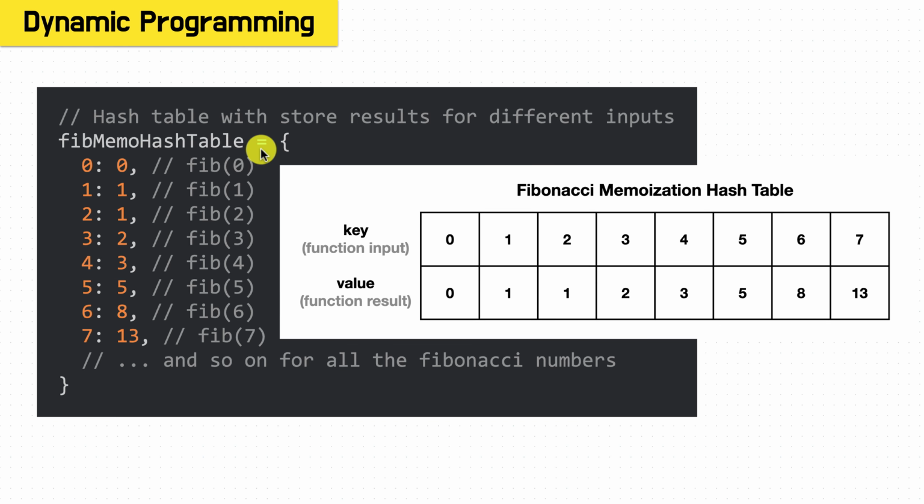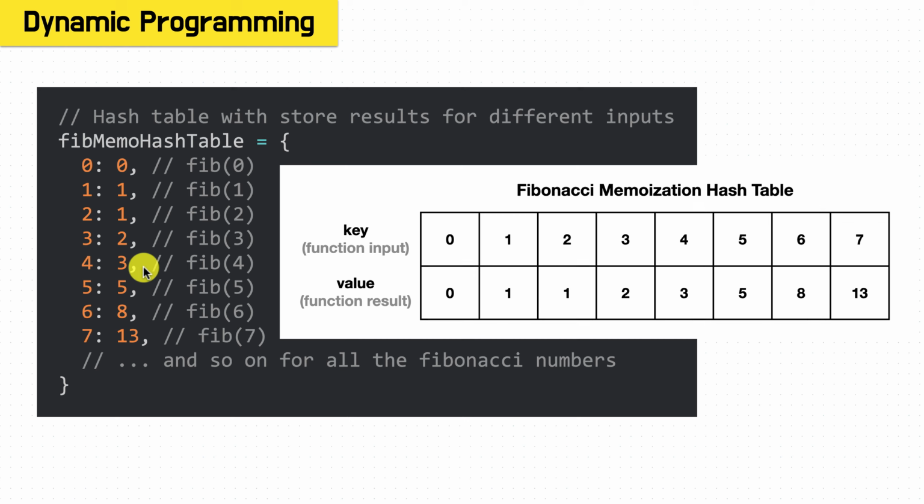So we create the hash table. The key is the nth Fibonacci number. And the value in the hash table for that key is the return value from the function for that Fibonacci number. So Fibonacci of 0 is 0. Fibonacci of 1 is 1. 2 is 1. 3 is 2. 4 is 3, and so on.